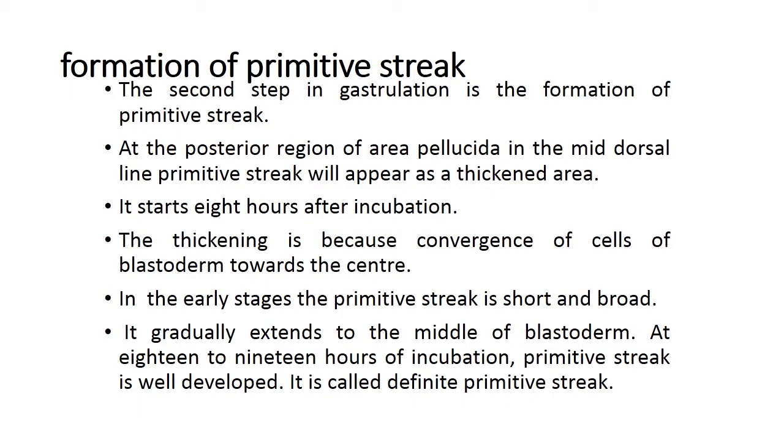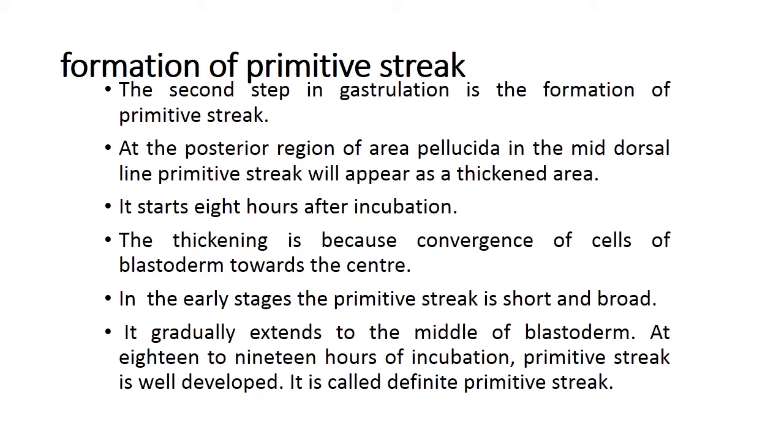Formation of primitive streak, the second step in gastrulation. The first one is endodermal formation, and the second one in gastrulation is the formation of primitive streak. At the posterior region of area pellucida, in the mid-dorsal line, the primitive streak appears as a thickened area. It starts 8 hours after incubation.